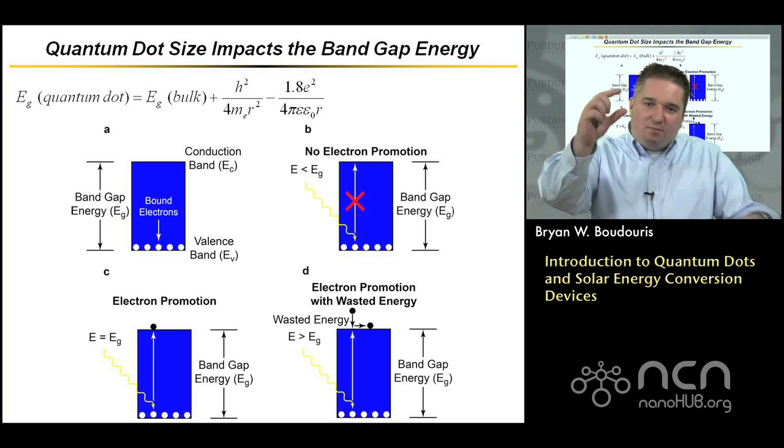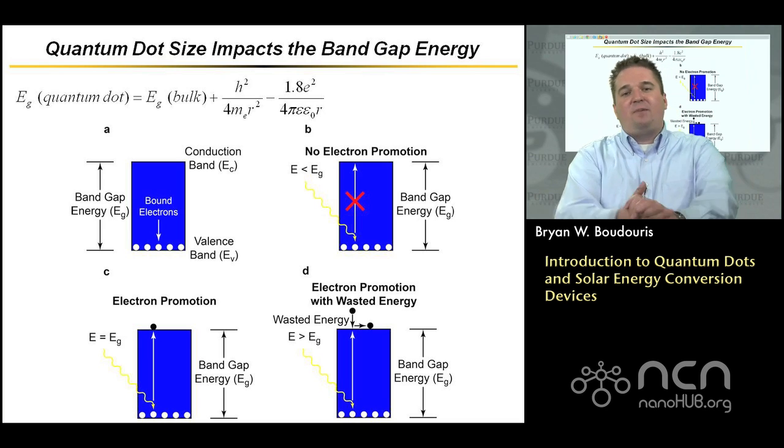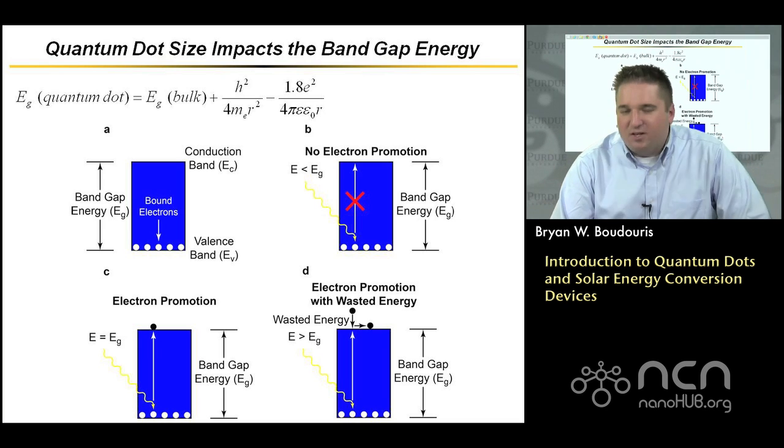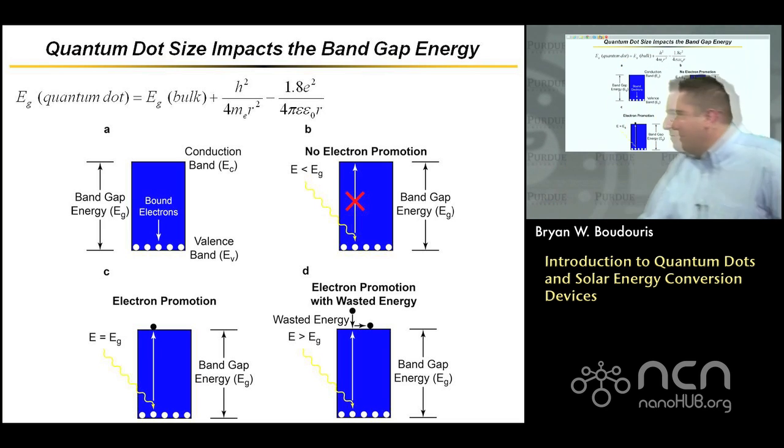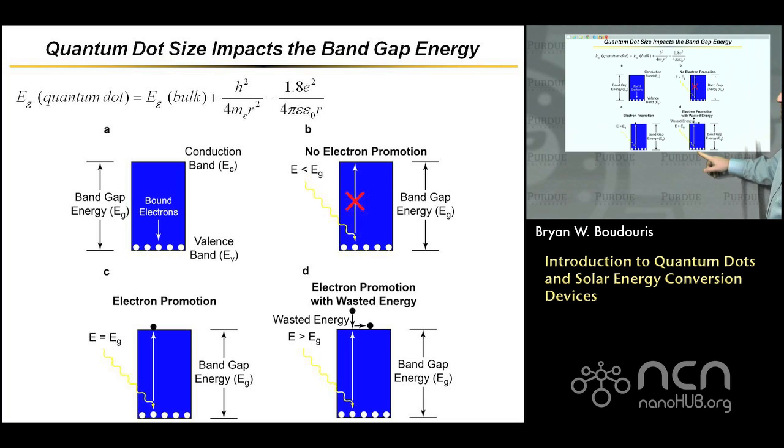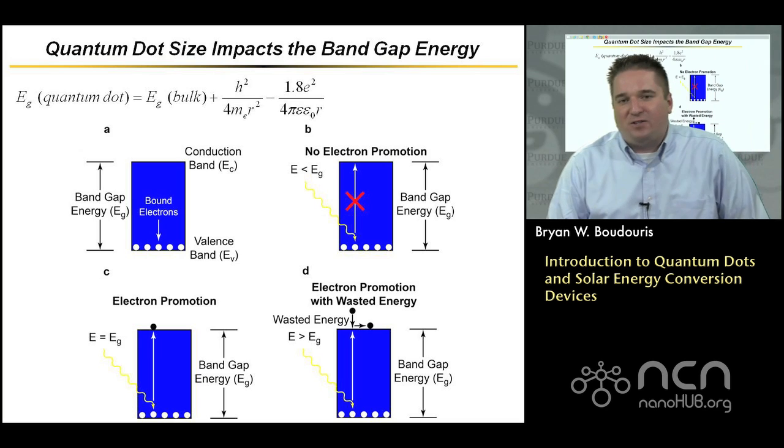So you say, well, why don't we just keep shrinking the band gap, shrinking the band gap, then we'll absorb all the light, right? Well, if you think about it, if you make the band gap too small, what happens if the energy of the light coming in is bigger than the band gap energy? Sure, you promote that electron up into the conduction band, that's great.